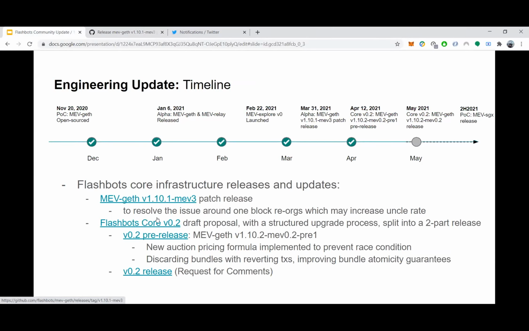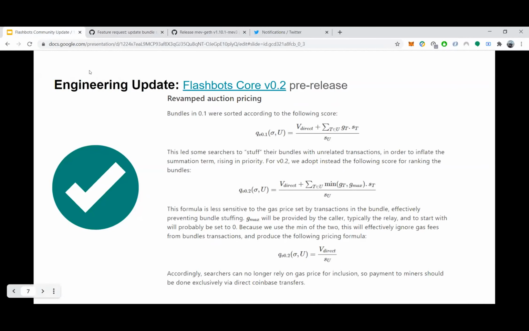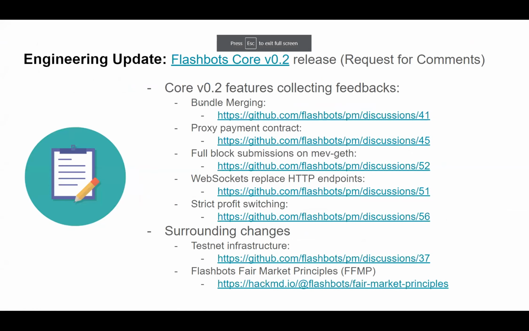So now that we have the process together, the question is, what do we actually put into the V0.2 release? We have the core proposal that has the list of all the features that we've identified as being core priorities. Some of them that you guys have been asking for a while, like bundle merging, is definitely something that we're looking to integrate. Also changing some things around the bundle pricing and around some of the performance on the communication side between the relay, searchers, and miners.